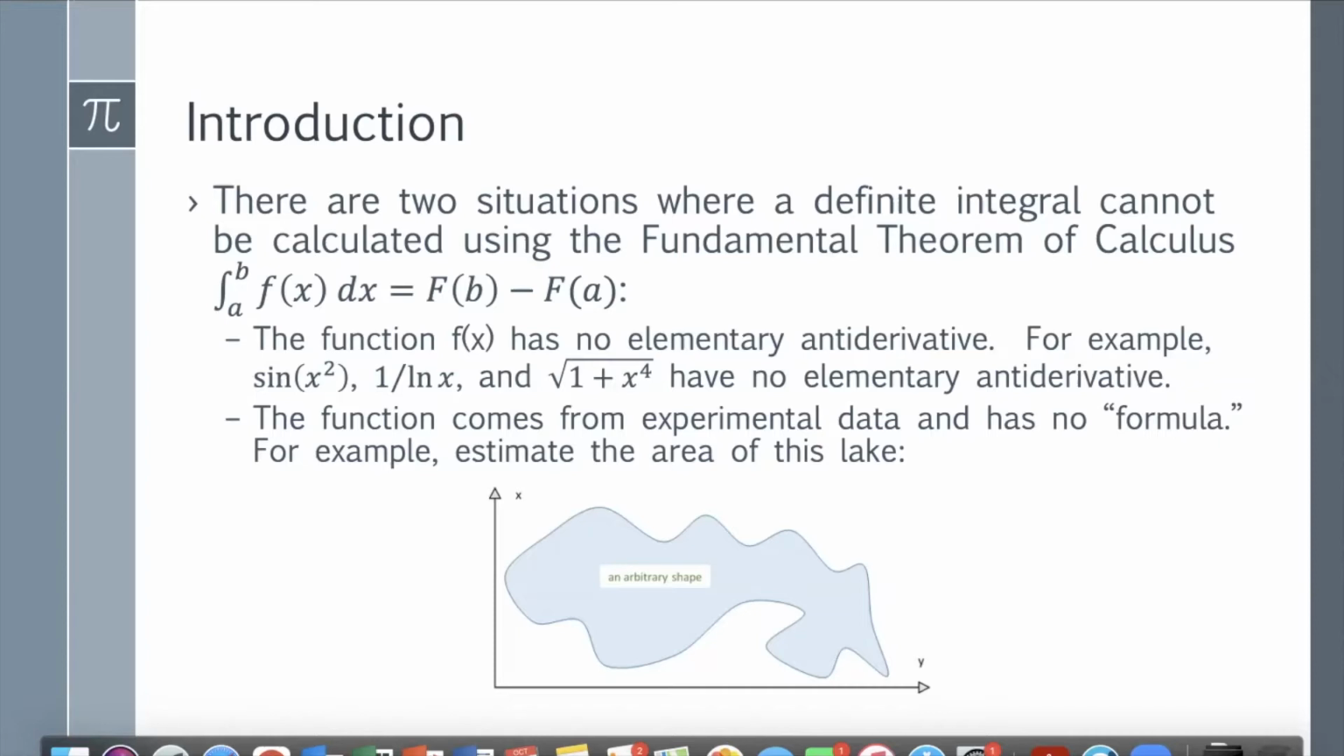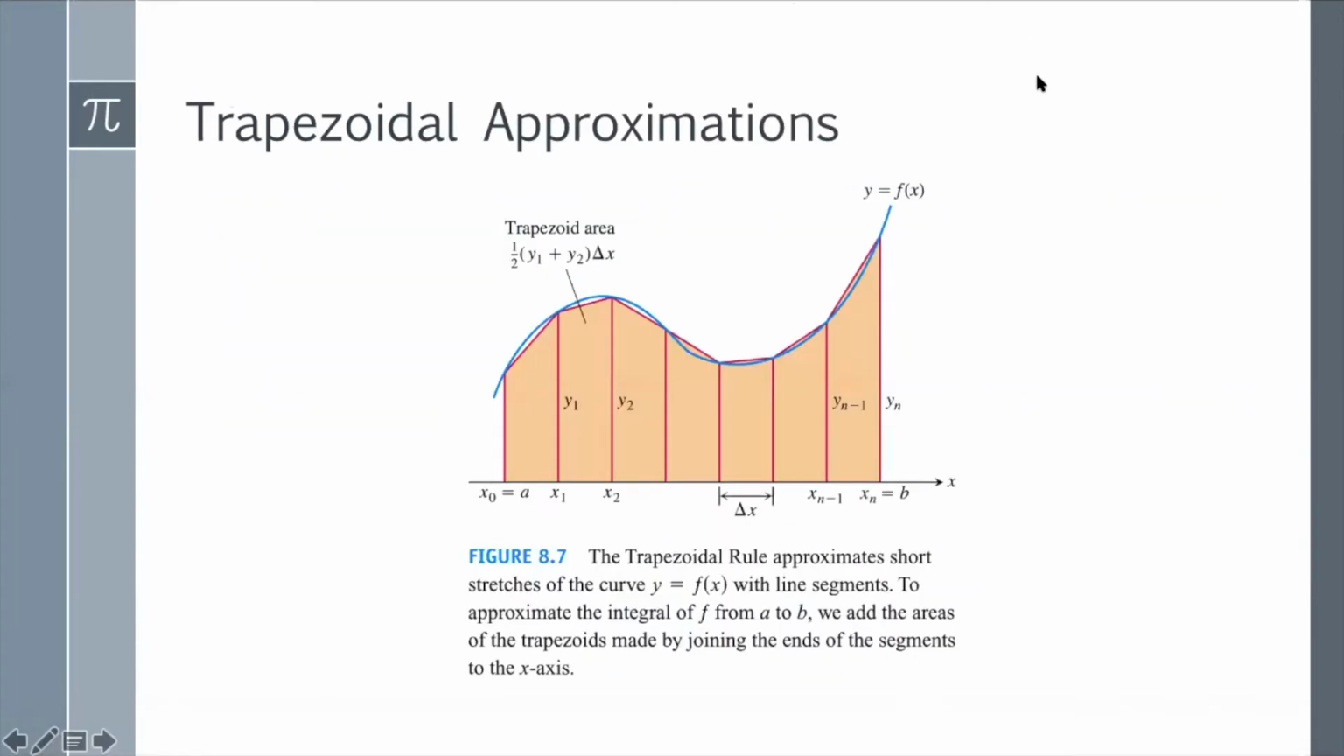For example, if you wanted to estimate the area of this lake, I don't know how to find a function whose graph matches. First of all, this would have to be at least two separate functions, right? Because it fails the vertical line test. So even if I split this into, say, a top half and a bottom half, I don't know off the top of my head a function that exactly fits this curve. So we can use numerical integration to get a really good approximation for the area of that lake.